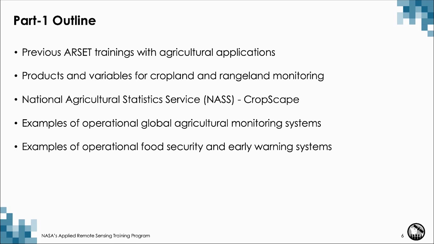The outline of today's presentation is as follows. We will first highlight previous ARSET trainings, freely available on our website and through YouTube, with useful agricultural applications. We'll give an overview of some of the main products and variables for cropland and rangeland monitoring. We will highlight USDA's National Agricultural Statistics Service, or NASS, for timely and accurate agricultural statistics for the United States, and showcase NASA's CropScape web application for exploring and downloading annual cropland data. We'll provide examples of operational global agricultural monitoring systems, as well as examples of operational food security and early warning systems.